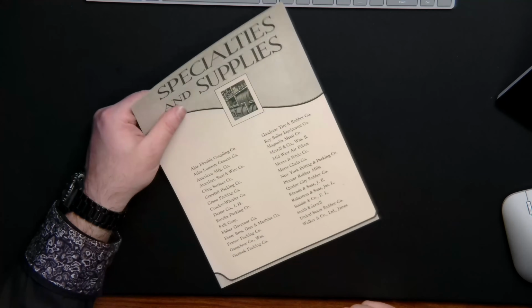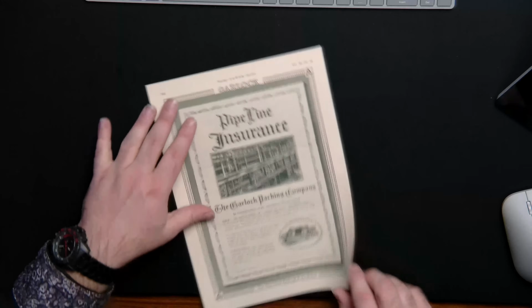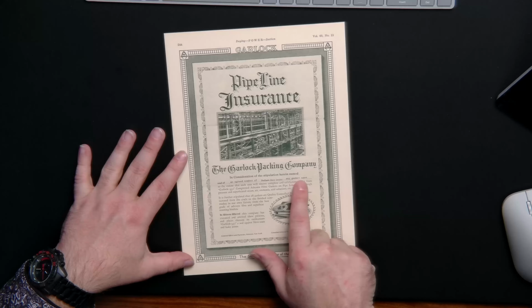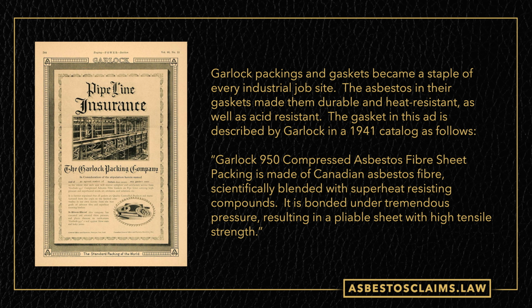I don't know if it has the date on it. But they put this out advertising that, hey, we've got this great warranty if you use any of our asbestos gaskets. And I looked up the Garlock 950 compressed gasket, and it's absolutely asbestos. And they even say that it was made with Canadian asbestos, probably from the Jeffrey mine, but it could have come from a couple others.